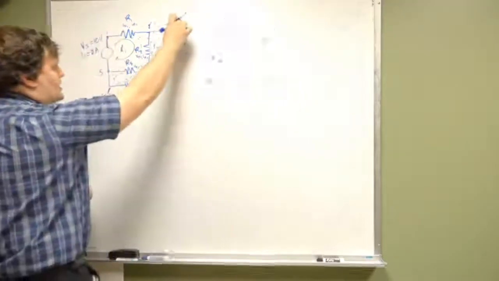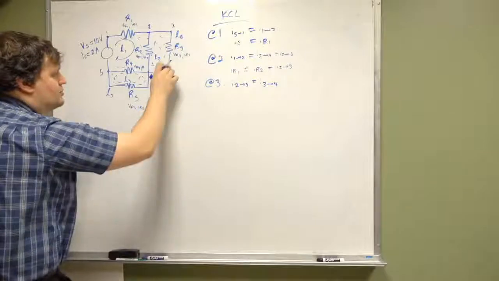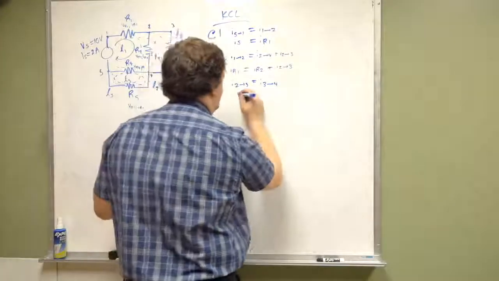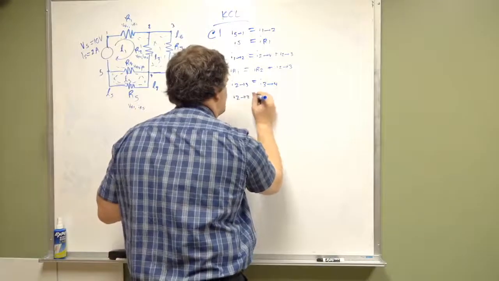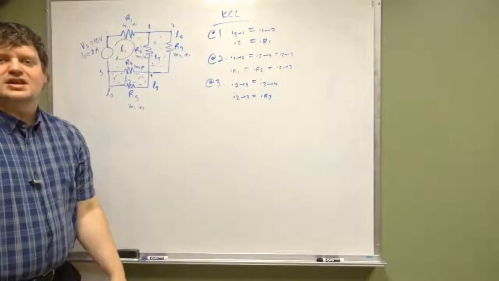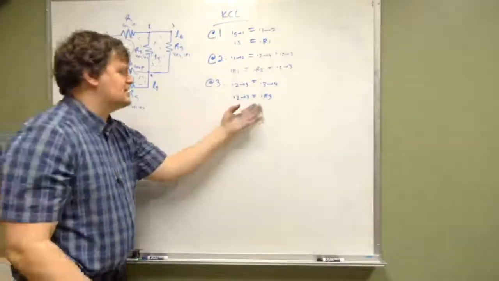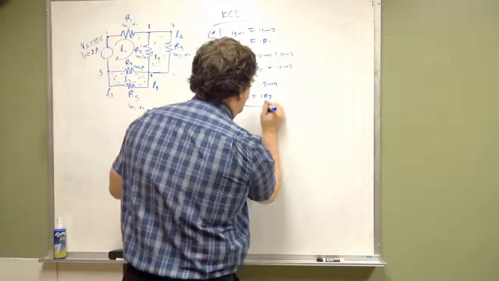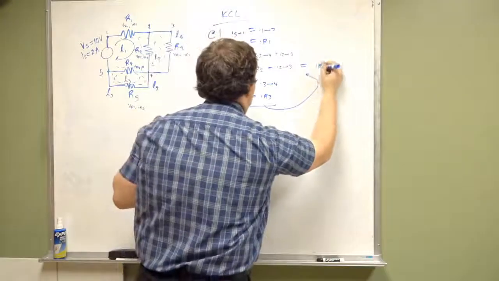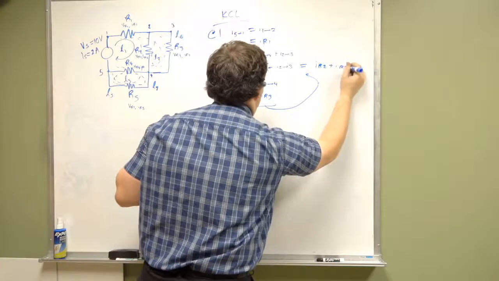Okay, now we know that I3 to 4 goes through component R3, which means it's going to be equal to IR3. So I2 to 3 is equal to IR3, which we could have figured out already. But now we can take this and plug it in up here, and we find that IR1 is equal to IR2 plus IR3.